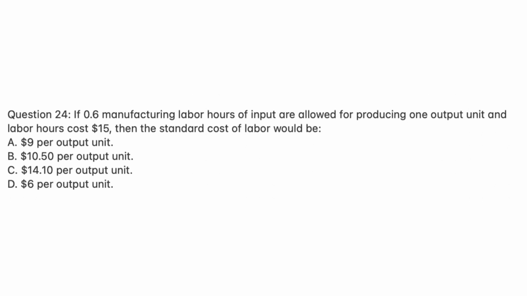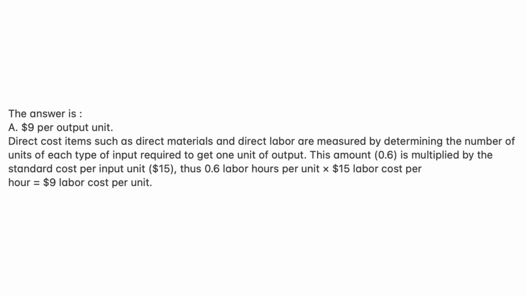Question 24. If 0.6 manufacturing labor hours of input are allowed for producing one output unit and labor hours cost $15, then the standard cost of labor would be A. $9 per output unit. B. $10.50 per output unit. C. $14.10 per output unit. D. $6 per output unit. The answer is A. $9 per output unit. Direct cost items such as direct materials and direct labor are measured by determining the number of units of each type of input required to get 1 unit of output. This amount, 0.6, is multiplied by the standard cost per input unit, $15, thus 0.6 labor hours per unit times $15 labor cost per hour equals $9 labor cost per unit.